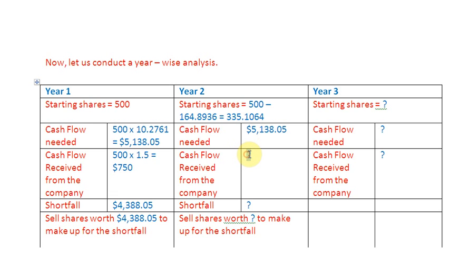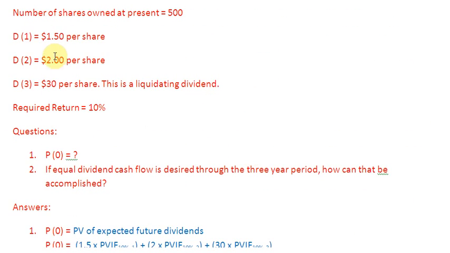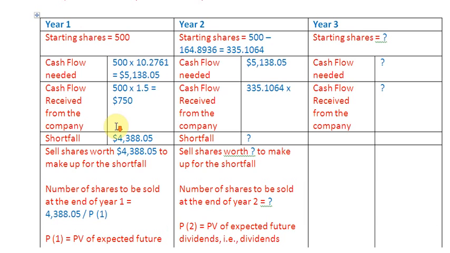What do we receive from the company on the shares that we have? How many shares do we have now? We have 335.1064 shares. So on 335.1064 shares, we are going to receive how much dividend is the company paying in the second year? $2 per share. So we are going to have to multiply this number by 2, and the result is going to be $670.2128.